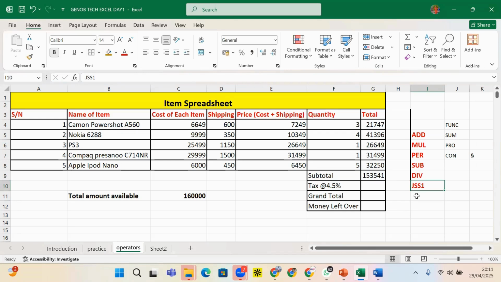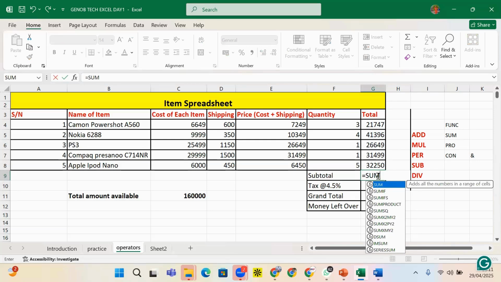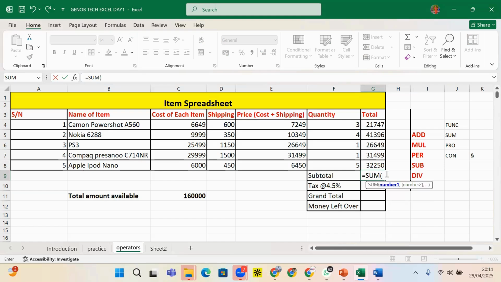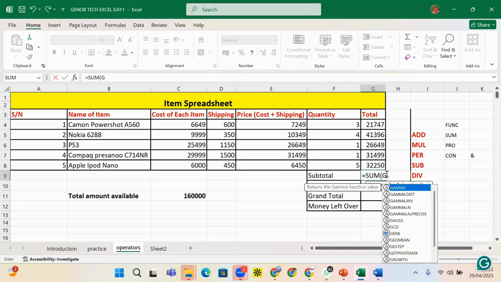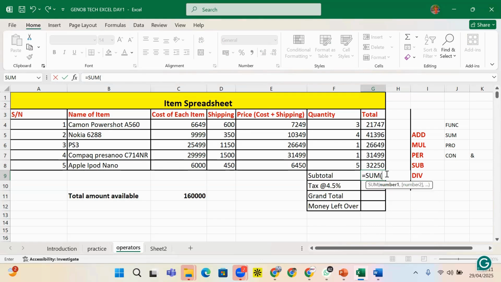For instance, if I want to solve problems that have to do with addition, I don't need to add them again. I will just call a function for addition, which is called the SUM function. If I stand here, I say equal to SUM. You see it here. Once it appears, you can double click here. It will open the bracket for you, and I enter the range that I want. Before I enter the range, let me come to the name box here and say G4. Inside the name box here, I want to type.